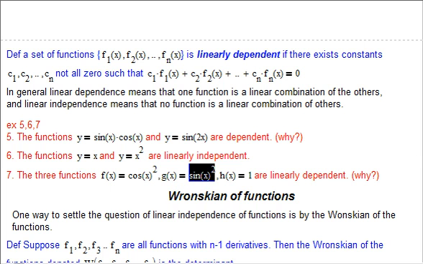Therefore, they are dependent. But that does raise a question. I was able to luck into these three, but it might not always be so nice. So let's try to think of another way that we can determine if functions are linearly independent or not. It'll be in the next video.